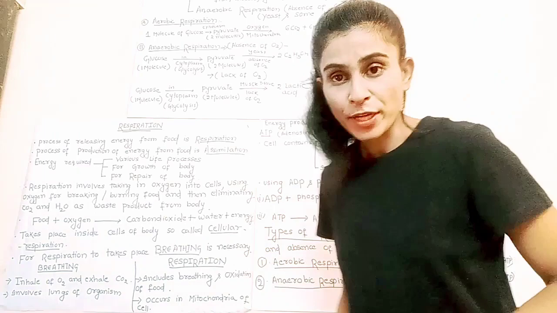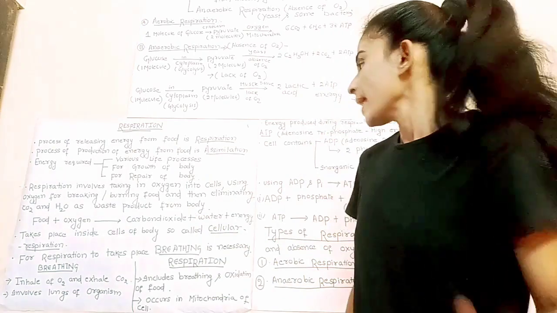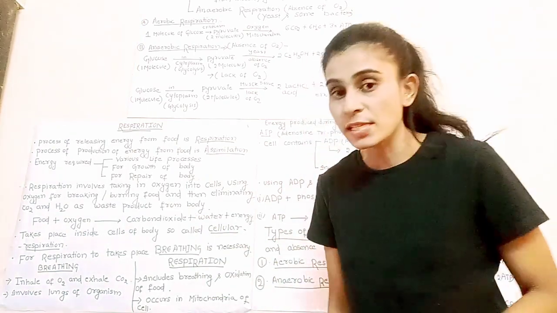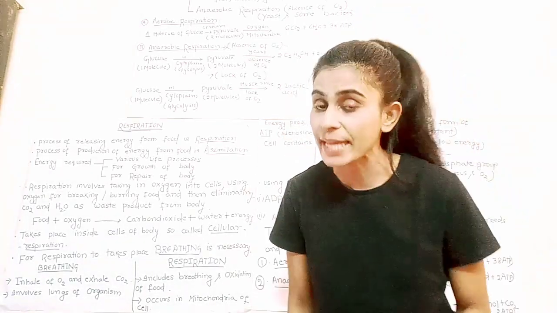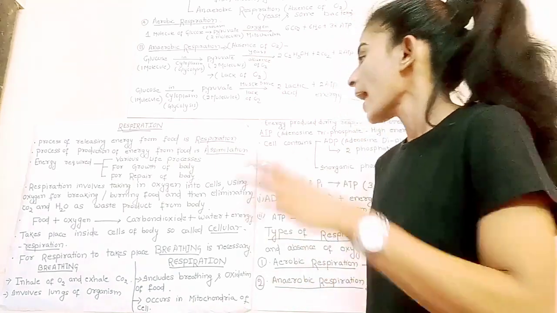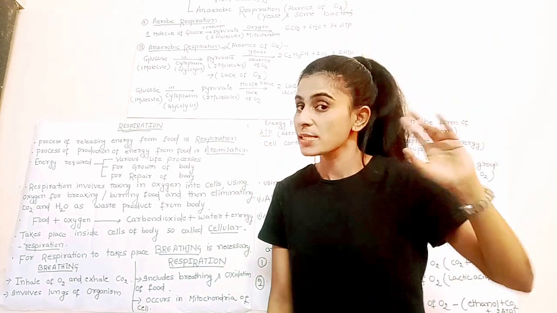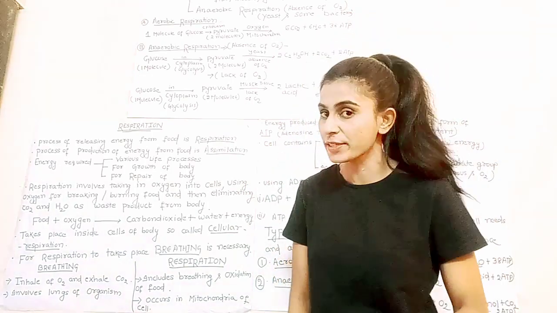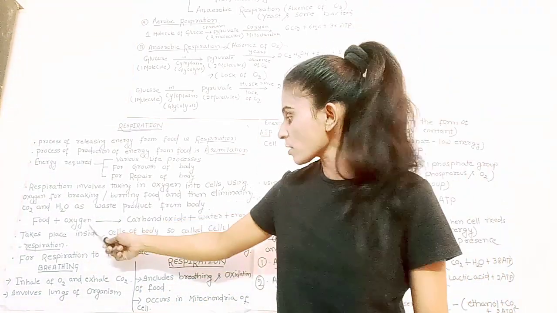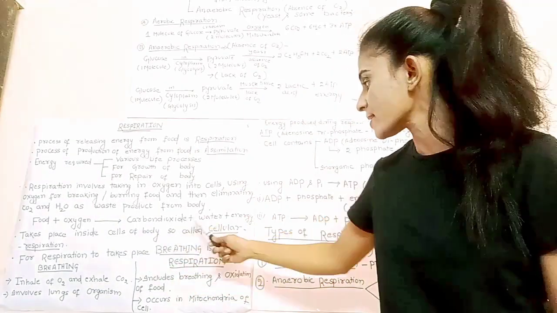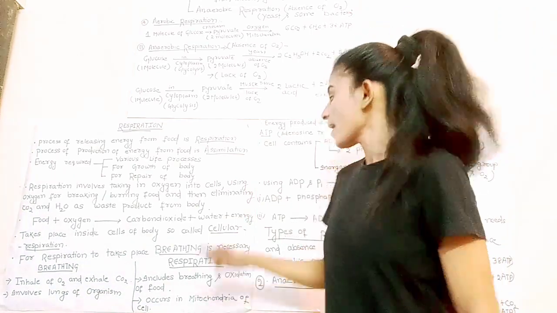Once again I am going to repeat. Respiration involves taking in oxygen into the cells, using oxygen for breaking or burning of the food or glucose, and then eliminating carbon dioxide and water as waste products from the body. It is also called cellular respiration since it takes place in the mitochondria of the cells. You can write the equation like this: food plus oxygen gives carbon dioxide and water plus energy. Our goal is to produce energy.